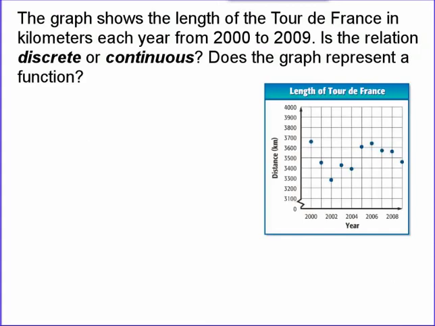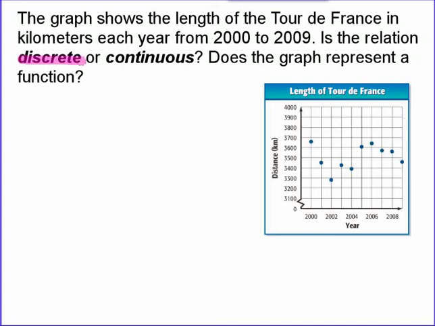Okay, so now let's go ahead and look at the following question. The question states, the graph shows the length of the Tour de France in kilometers each year from 2000 to 2009. Is the relation discrete or continuous? So what would you classify that one? Discrete, very good. So we go ahead and answer discrete.